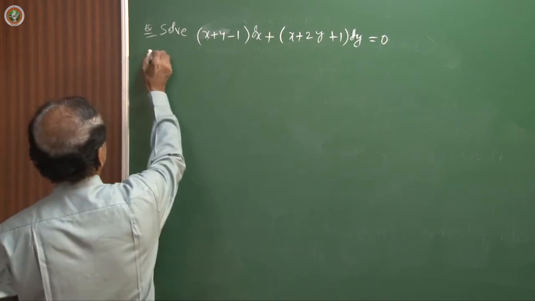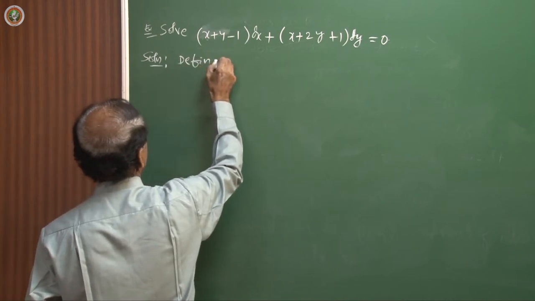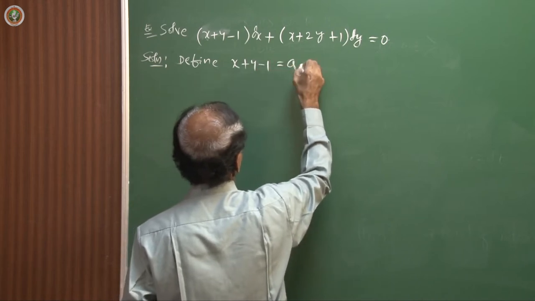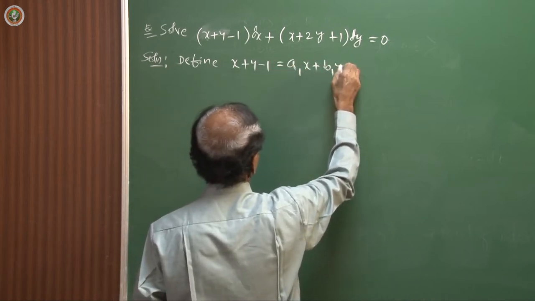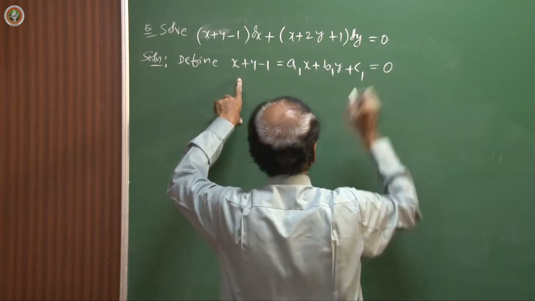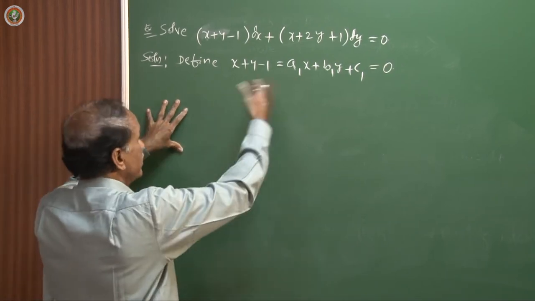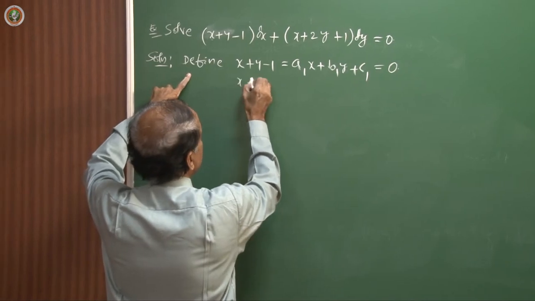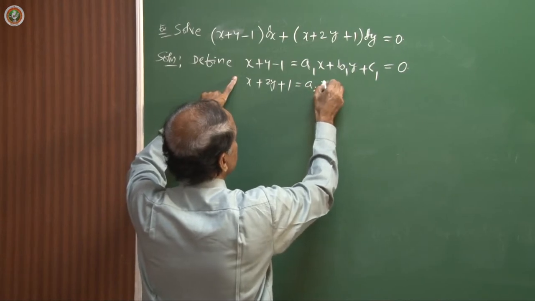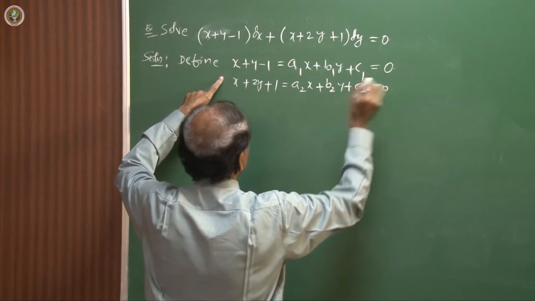Now, if you take the coefficients in the solution, define x plus y minus 1 is equal to a1x plus b1y plus c1. Okay, you make this one as 0. Let us see how the values of x and y will fall. We will verify based on that. And x plus 2y plus 1 is equal to a2x plus b2y plus c2 is equal to 0.